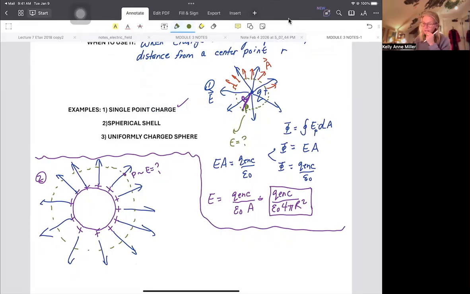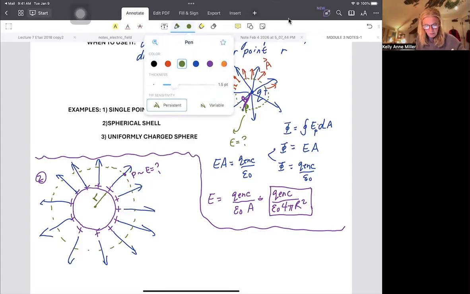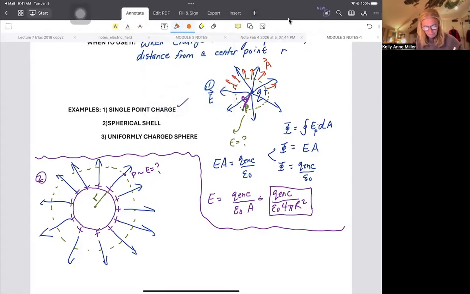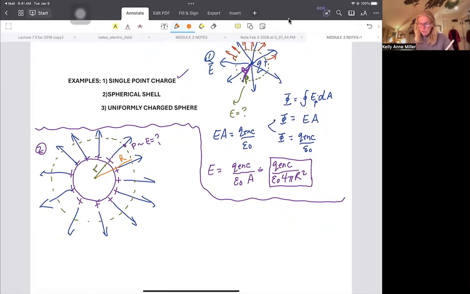Okay, and actually, the solution is the same, really. Let's call this the radius of the shell, and let's call this capital R the radius of my Gaussian surface. Okay. So it's the same sort of procedure.